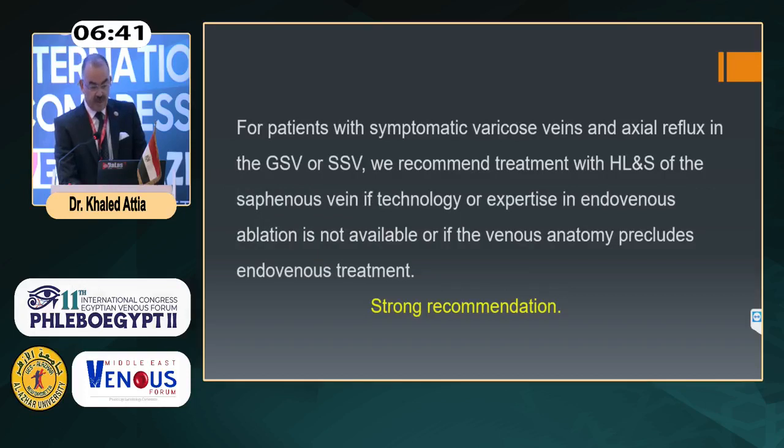For patients with symptomatic varicose veins and axial reflux in the great saphenous vein or small saphenous vein, we recommend treatment with high ligation and stripping of the saphenous vein if technology or expertise in endovenous ablation is not available, or if the venous anatomy precludes endovenous treatment. This is a strong recommendation.